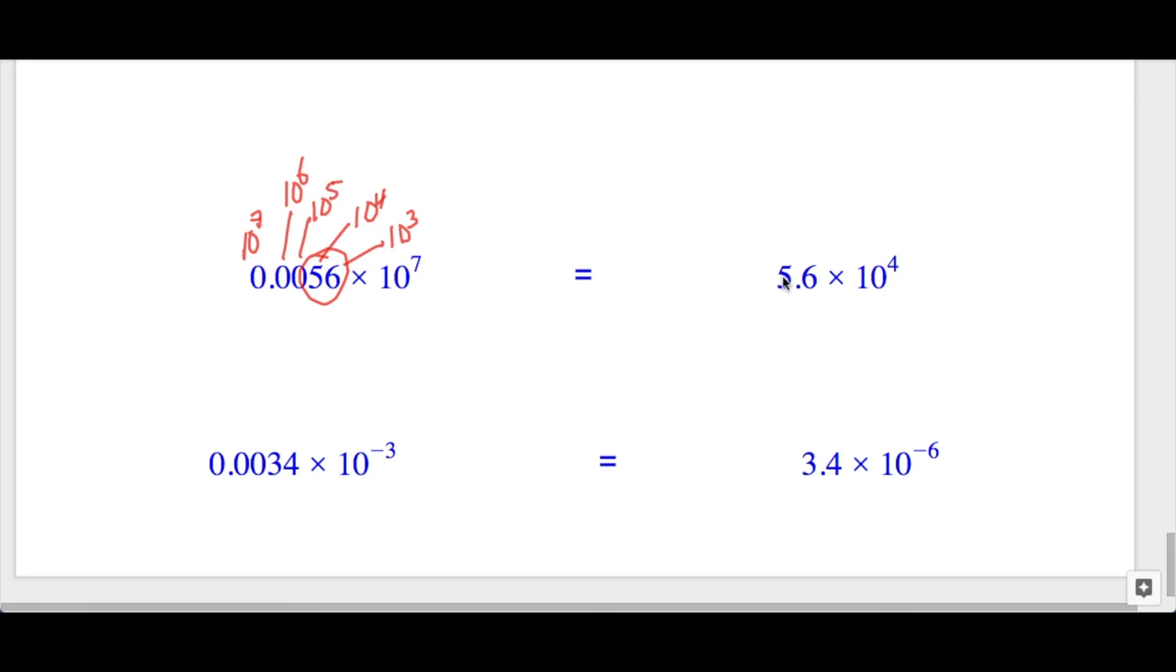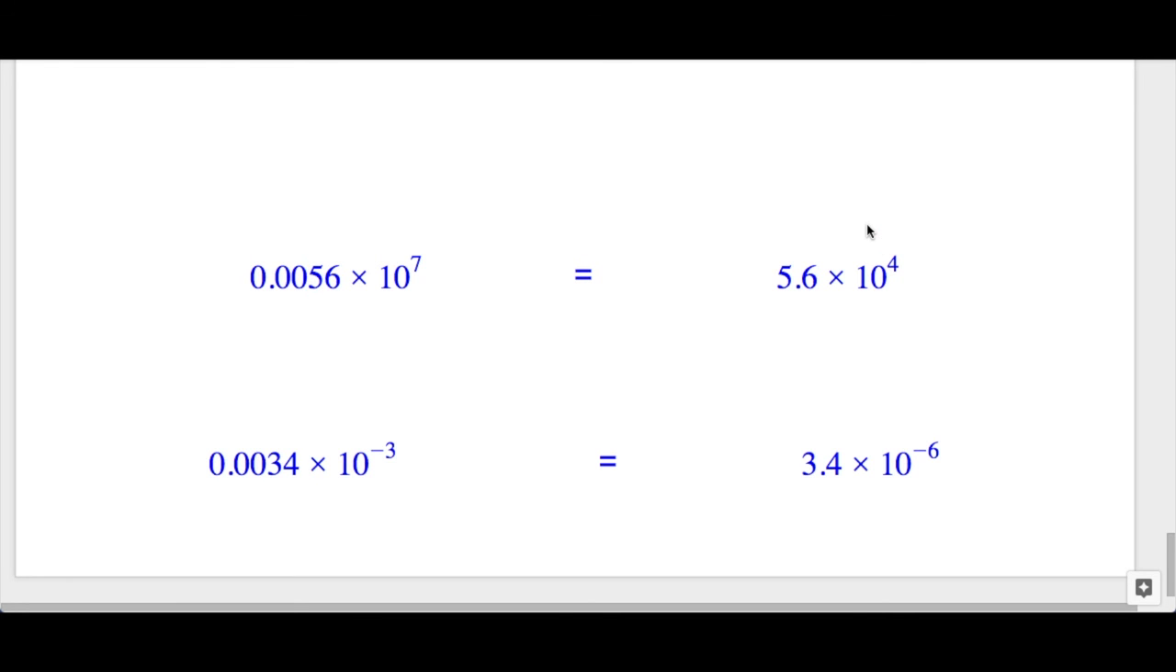So focusing on these two, that 5 is in the 10 to the 4, and that's what happens to that power up there. So 0.0056 times 10 to the 7 becomes 5.6 times 10 to the 4. One more time, just to make sure that we're clear. We start off here, 10 to the 7. So we know that this is 10 to the 7. That makes this 10 to the 6, 5, 4. So that 5 becomes 10 to the 4, and that's how we fix our power.